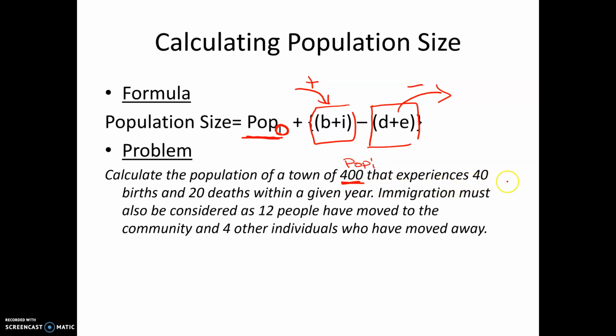That experiences 40 births and 20 deaths within a given year. So I'm going to box what is coming in. Remember, this is plus, and 20 deaths, we're going to put a circle around what leaves. 20 deaths. All right. And then we also have to consider immigration. So 12 people have moved in, so they're being added.